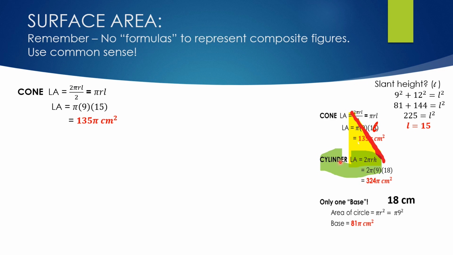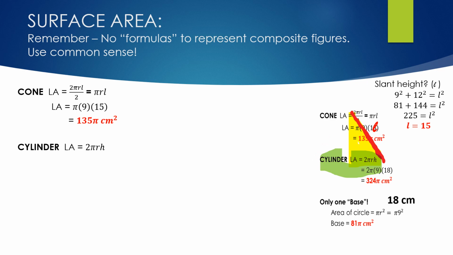Now, I'm not going to bother finding the base of the cone and adding it to get the total surface area of the cone, because I can see here that this base is not on the outside of the shape. So I'm just going to ignore that for now, right? All I've found so far is the lateral area, or kind of the sides of my cone.